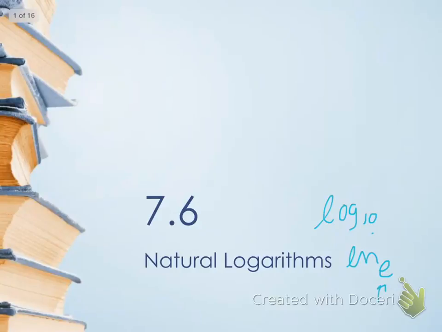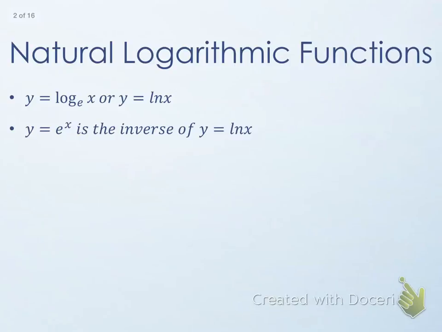E represents the decimal like 2.17 and there's a bunch of other numbers. 10 is just a 10. So they just have two different bases in them. Okay, so it's going to be e of x. This time e of x is going to represent the inverse of ln of x and vice versa. So they're going to be the opposites of each other.